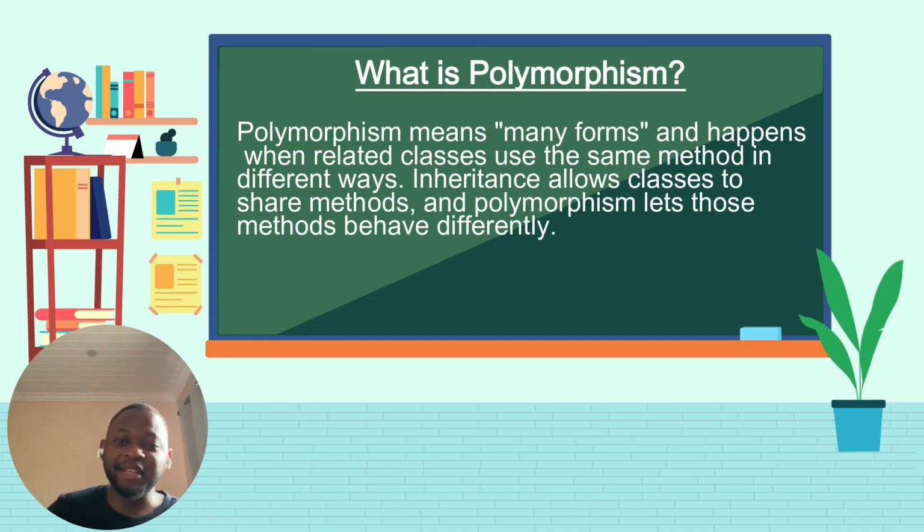Okay, nation, we're back again with polymorphism. What is polymorphism? Polymorphism means many forms and happens when related classes use the same method in different ways. Inheritance allows classes to share methods, and polymorphism lets those methods behave differently.